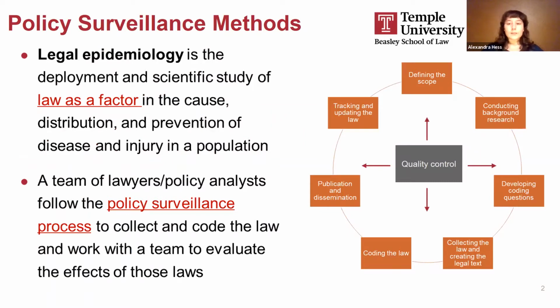So policy surveillance methods includes an understanding of legal epidemiology, which is the deployment and scientific study of law as a factor in the cause, distribution, and prevention of disease and injury in a population. Policy surveillance can be defined as the systematic collection, analysis, and dissemination of laws and policies across jurisdictions or institutions, and also over time. So here on the right, you see a diagram of our process of collecting and coding laws with quality control measures in place throughout the entire process.